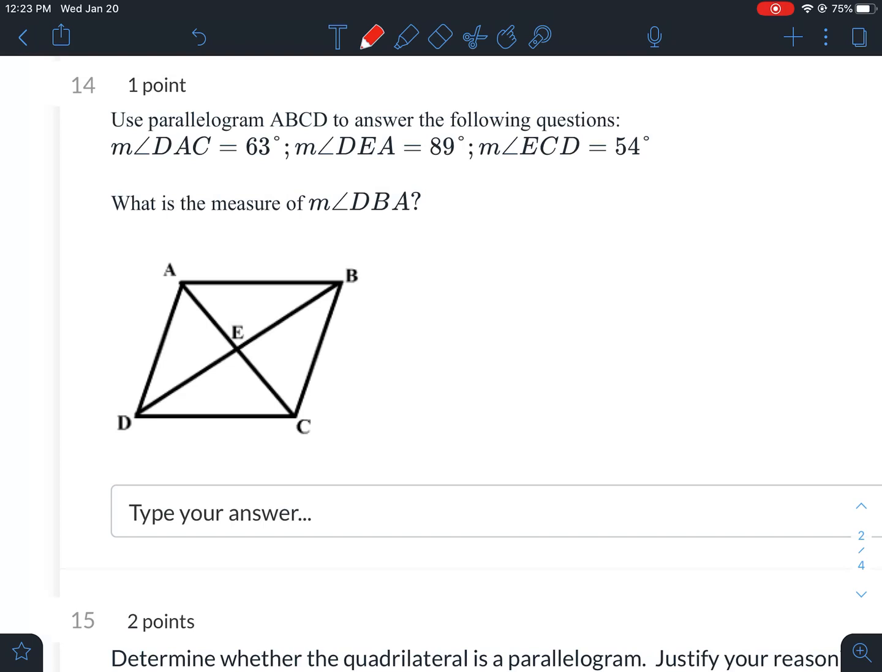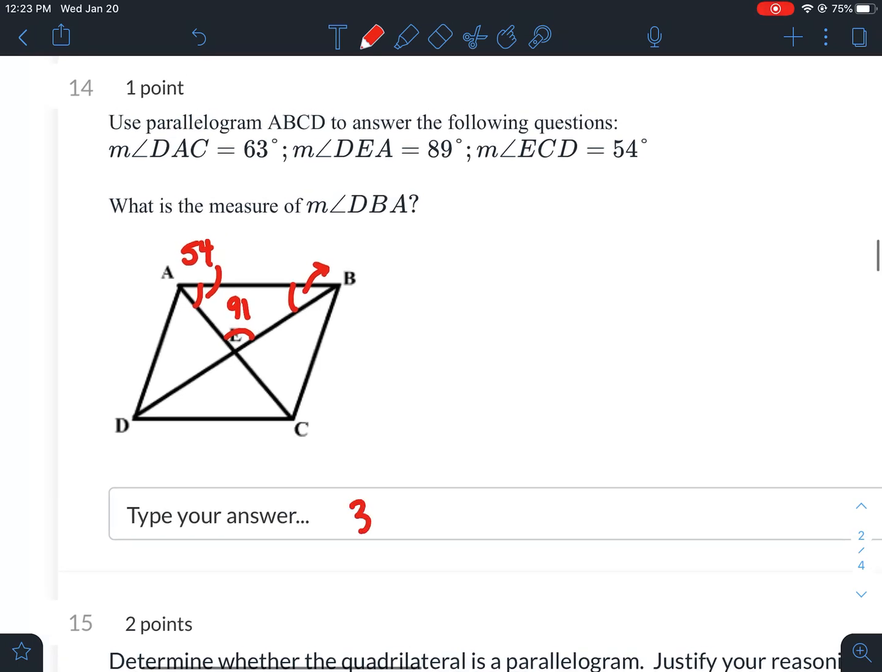14. So we're going to use this parallelogram, same parallelogram, and they want DBA right there. All right, well, we know that this was 54. We found this angle to be 91. So we're going to do 180 minus 54 minus 91. And that will give you a number of approximately 35.